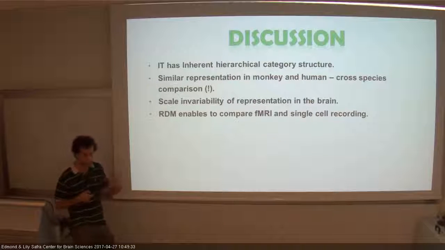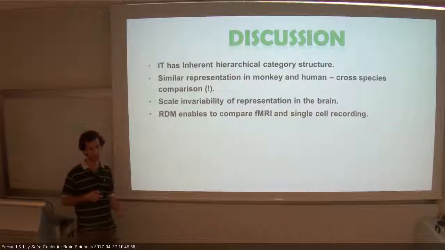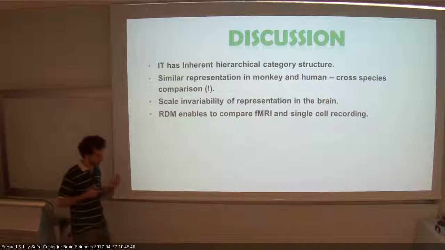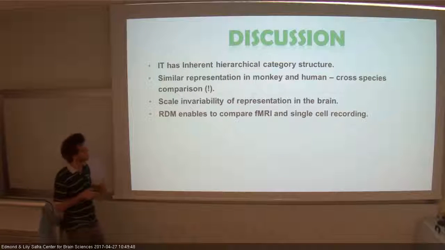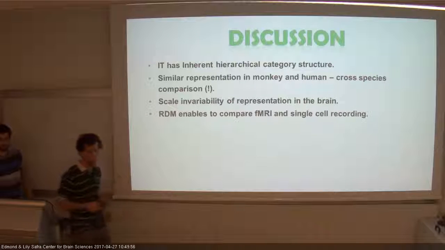And since we could still see the same patterns and the same categorization, it's possible that the representation in the brain has some scale invariance, and is not just in single neurons, but also in the larger population.